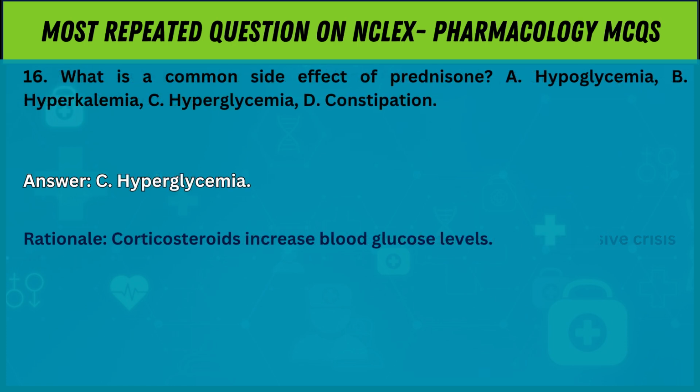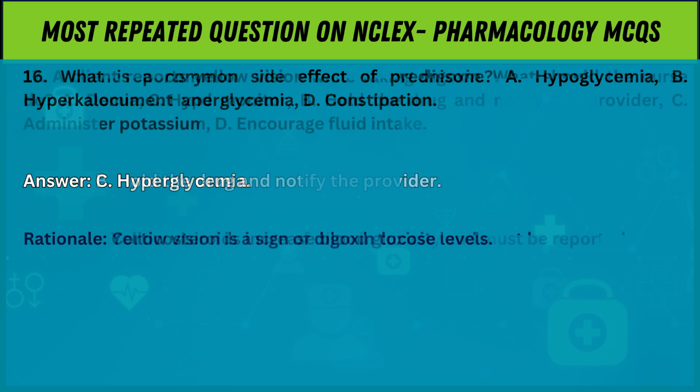16. What is a common side effect of prednisone? A. Hypoglycemia, B. Hyperkalemia, C. Hyperglycemia, D. Constipation. Answer: C. Hyperglycemia. Rationale: corticosteroids increase blood glucose levels.